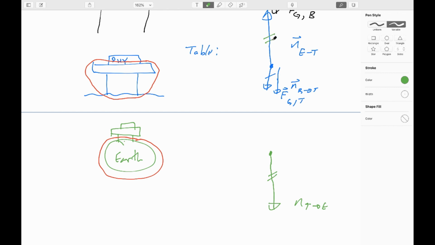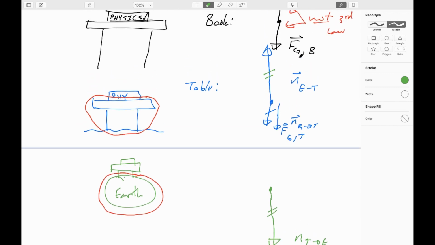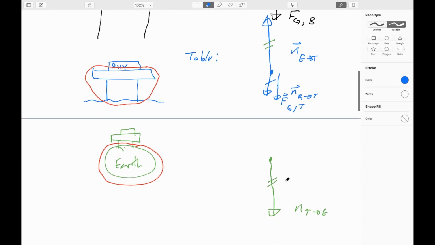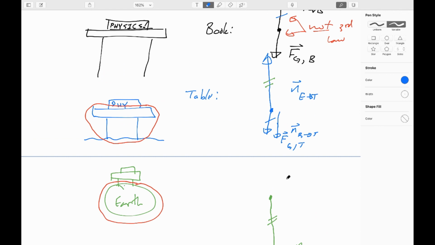There is our second third law pair. So the Earth is pushing up on the table exactly as hard as the table is pushing down on the Earth. Now, there will also be long-range forces acting on the Earth. Specifically, the table will be attempting to gravitationally attract the Earth up. That's a third law pair.